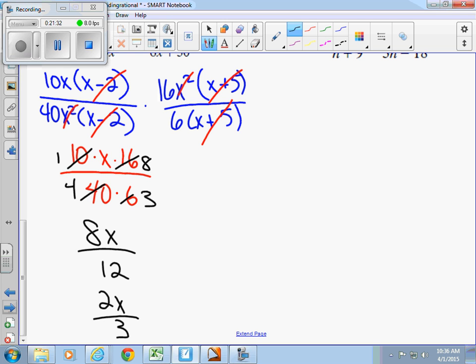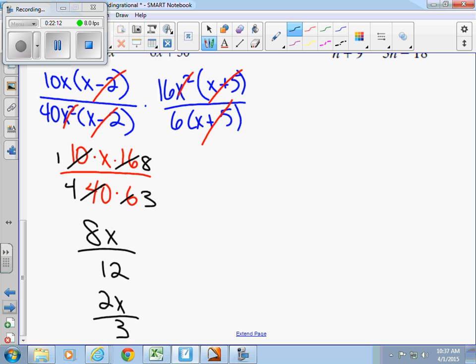Okay, any questions about that one? So that one actually had a lot of work with numbers. So anything on the top can cancel anything on the bottom. It doesn't have to be on the same side. Anything on top on either side can cancel with anything on bottom on either side. Even those variables? So you'll notice this x squared cancels out x squared even though I canceled the x minus 2.